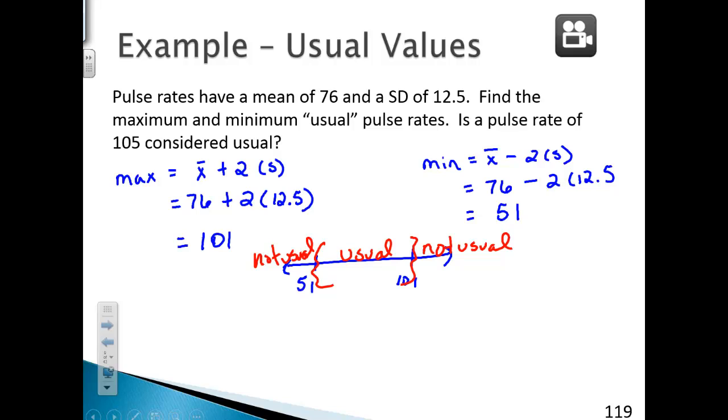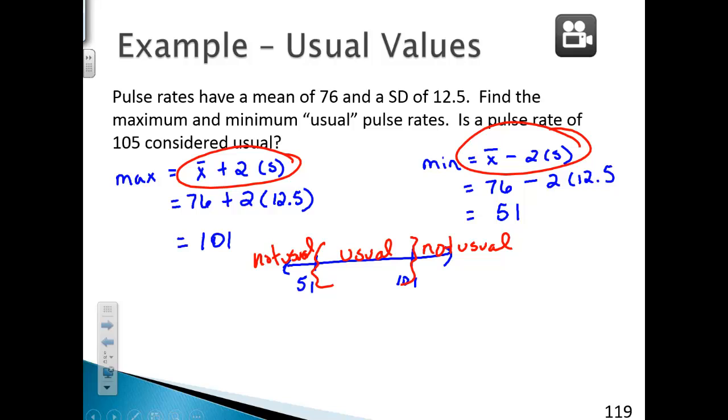Now, a little extra note here. These values are 2 standard deviations above the mean and 2 standard deviations below the mean. Notice we're taking the mean and adding 2 standard deviations. That puts us 2 standard deviations above. Taking the mean, subtracting, that puts us 2 standard deviations below. So as long as we're within 2 standard deviations, we're considered usual.